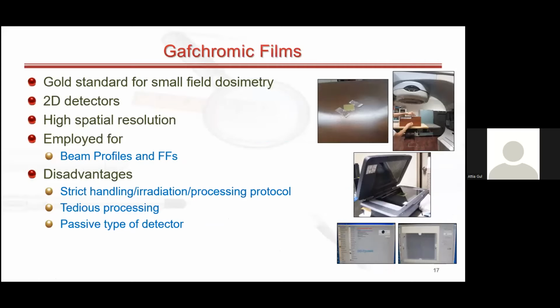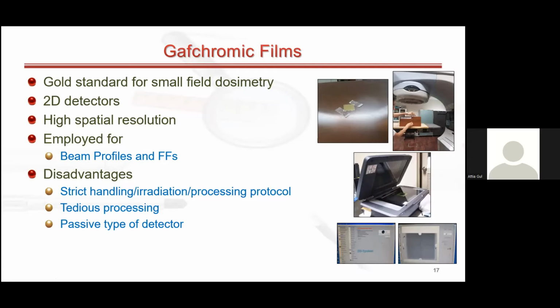So then there is another well-known detector, gas chromic films, especially EBT3 films. It is considered as a gold standard for small field dosimetry. And in my previous slides, I have shown that it gives a very minimal error in small fields. That is why this can be used as a gold standard for small field dosimetry. It is a two-dimensional detector and it has a very high spatial resolution. It can be used for beam profiles and field output factors, but we cannot use these gas chromic films for PDD measurement.